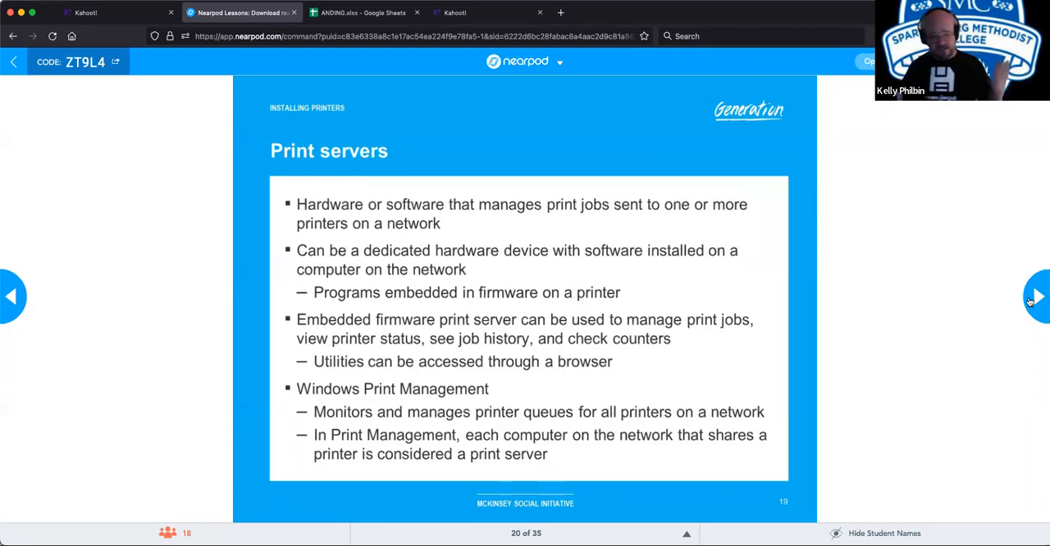It can also be software installed onto the printer itself. So it can be a dedicated device or it can be dedicated firmware on the printer itself. So the embedded firmware print server can be used to manage print jobs itself. You can view the printer status. You can see the history of stuff that's been printed. You can check the counters and see how many pages have been printed since your last maintenance cycle. And all these utilities can be accessed through a browser when you connect to the printer itself on the network.